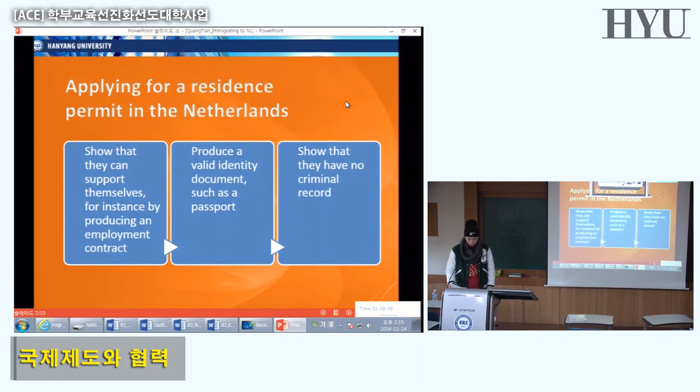Lastly, we have applying for a residence permit in the Netherlands. As soon as an alien with an MVV has arrived in the Netherlands, they must apply for a residence permit for a limited period. To do so, they must show that they can support themselves, for instance by producing an employment contract, produce a valid identity document such as a passport, or show that they have no criminal record. EU citizens do not require a residence permit. They can reside in the Netherlands under EU law.